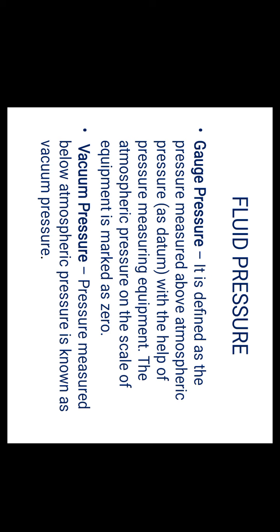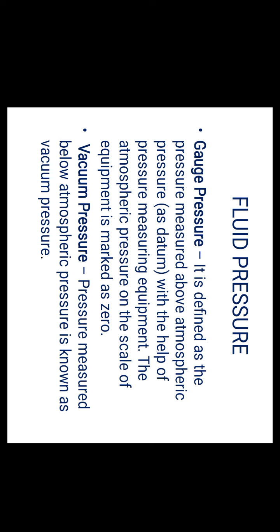Next one is gauge pressure. Gauge pressure is defined as the pressure measured above atmospheric pressure. So atmospheric pressure is taken as the datum. So we will assign the value of 0 to atmospheric pressure. Atmospheric pressure on the scale of equipment is marked as 0. So even if the scale shows 0 reading, that is assumed as atmospheric pressure. We know atmospheric pressure is 1 bar; 1 bar pressure is taken as 0 in the scale. So gauge pressure is considered as pressure above atmospheric pressure.